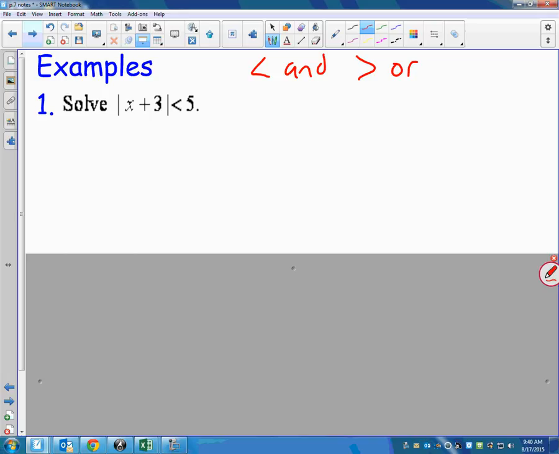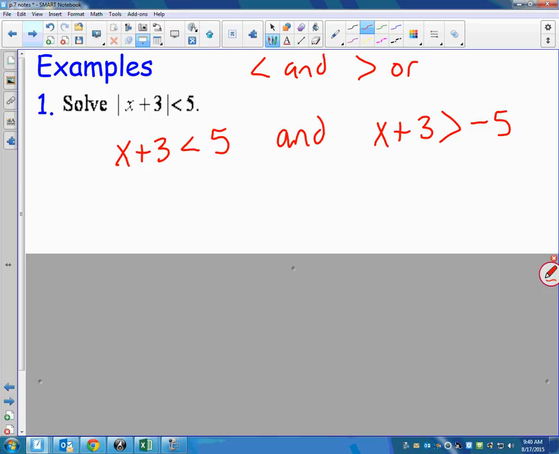So when I see this, I know that it's an and inequality, which means I can do two things, all right? Algebra 2 way, maybe we could say this. We could say x plus 3 is less than 5, and x plus 3, you definitely got to change this to a negative 5, but do you remember what else you have to do? You got to flip that around and make it greater than.